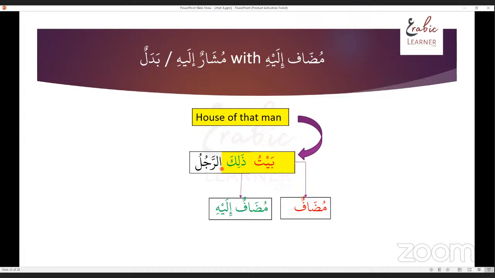And I told you that the musharun ilayh, ar-rajulu, because that man, has to match with all four properties here. When this is marfu, this will be marfu. If this is mansub, this will be mansub. If this is majroor, this will be majroor. Originally, zalika rajulu was marfu, but now it cannot be because it is mudaf ilayh here, so it has to become majroor. So it will be baytu zalika rajuli. Okay, house of that man.